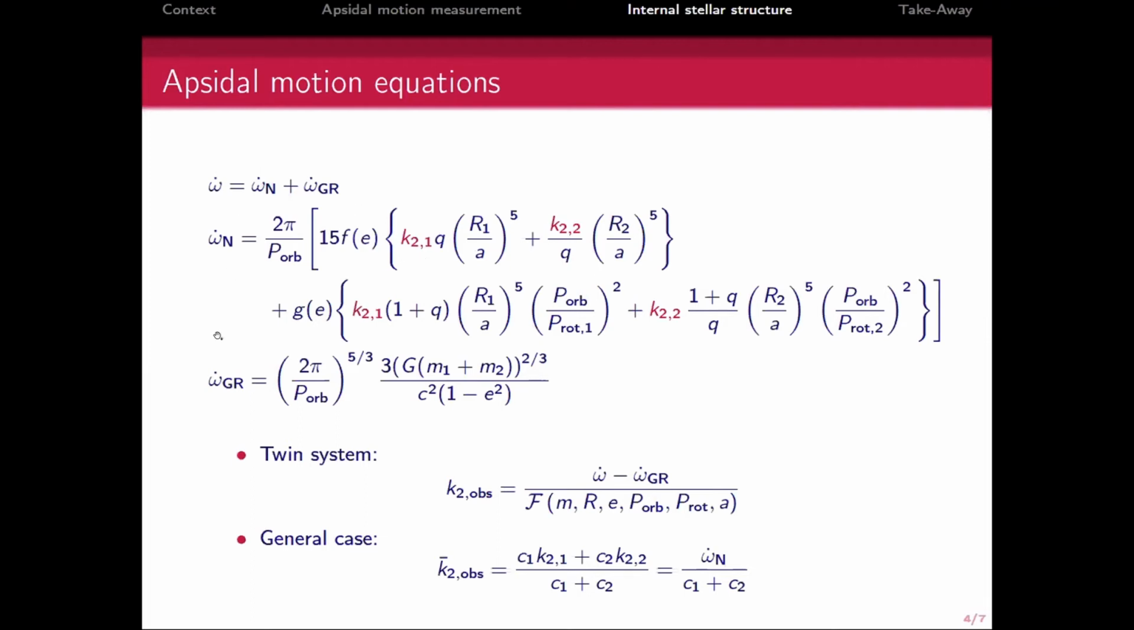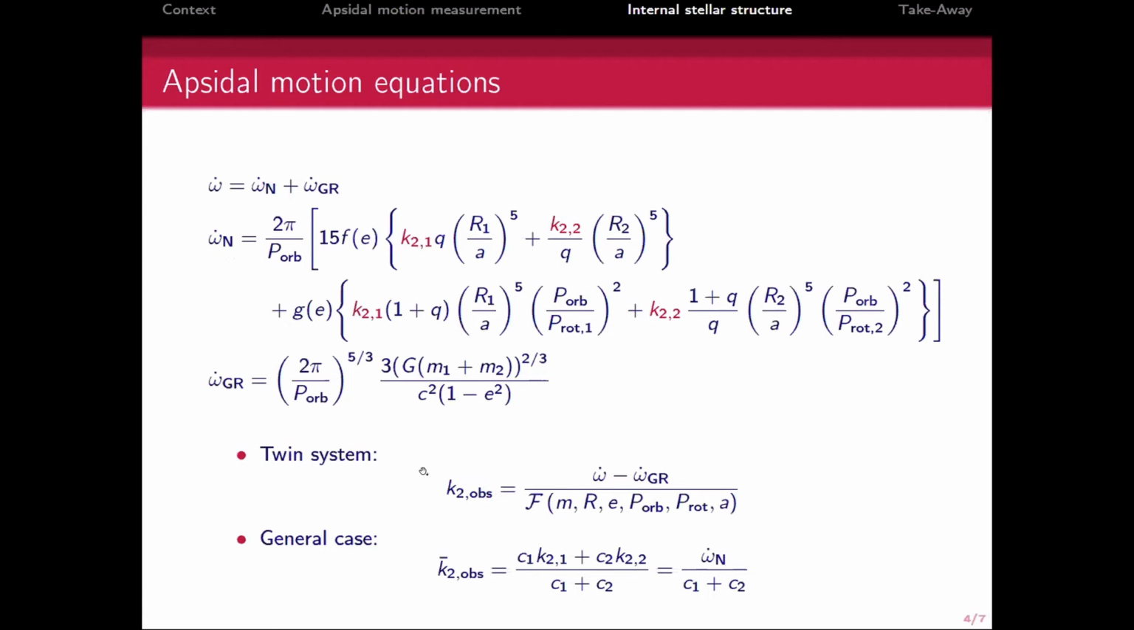So basically, in this equation, every quantity can be constrained observationally, except for k21 and k22. So we are left with one equation and two unknowns. But in the special case of a twin system where the two stars are identical, meaning that they have the same mass, radius, and position in the HR diagram, then we can solve this equation because k21 equals k22, and then we can get the observational k2.